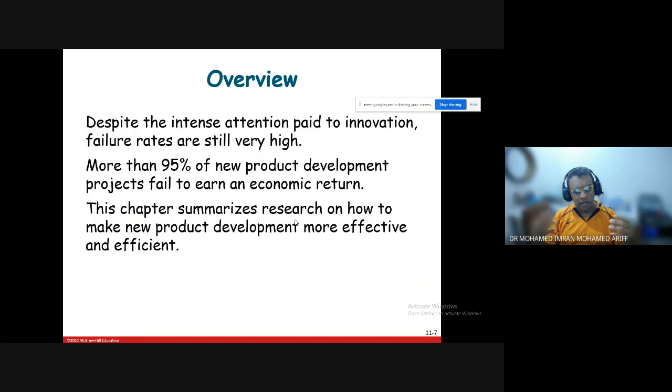By the time you develop and you test and you implement this, this system might not be relevant anymore. It might be outdated, or it might not be in use, or maybe there are cheaper versions of this kind of software. So that's why they say 95% of the new product development projects fail to earn economic return. All right, simply because of so many reasons. One, no proper planning, timing is not right, or maybe the actual study is not right.